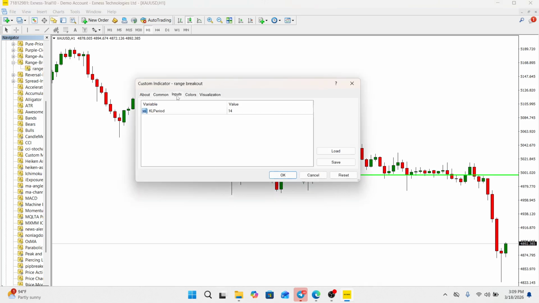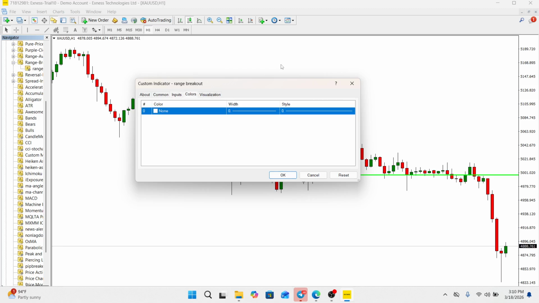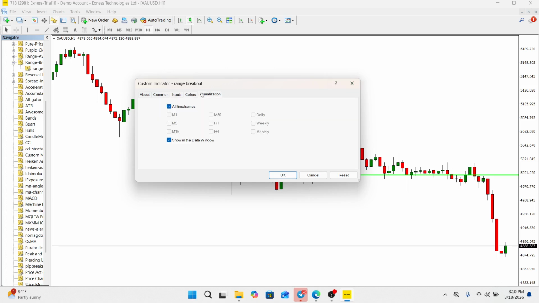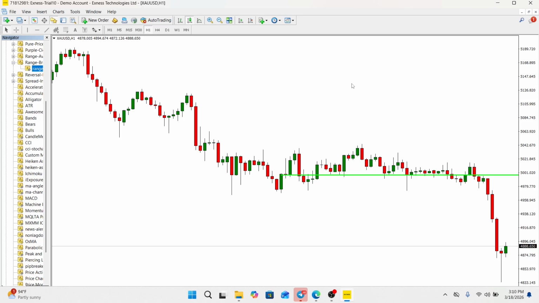As for the settings, our key settings here are the core settings, and this includes the time window used to define the range, such as specific session hours or custom start and end times for the high-low calculation. Alright, you can also choose your preferred colors, and you can trade your preferred time frames as well.